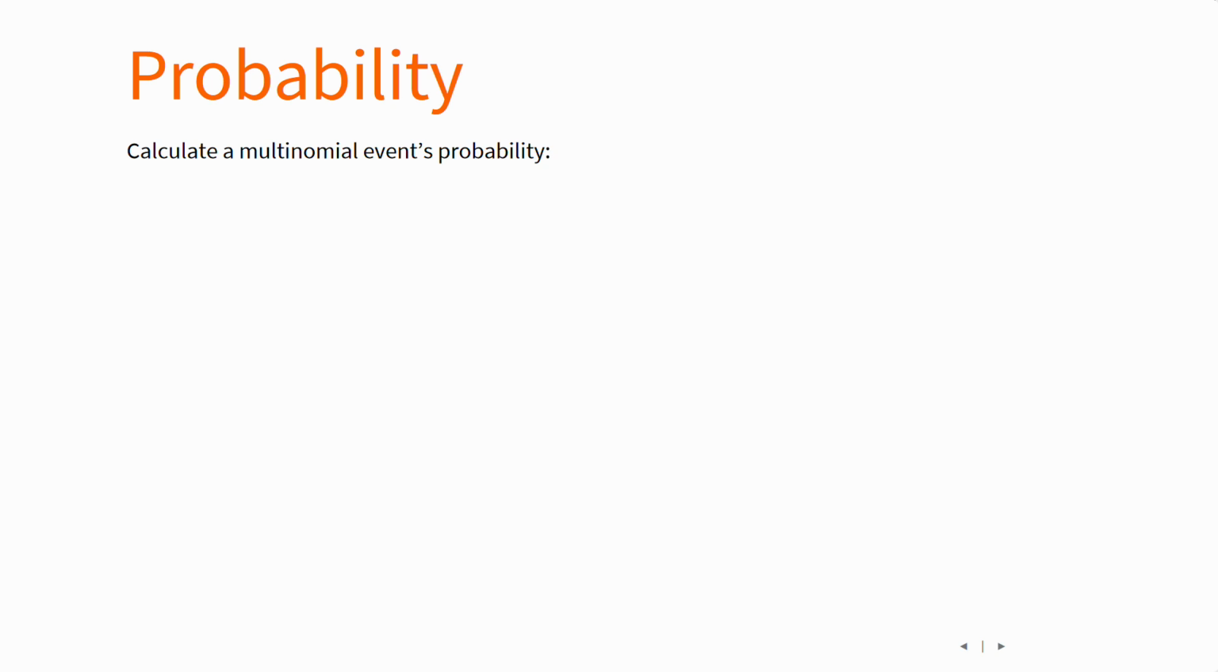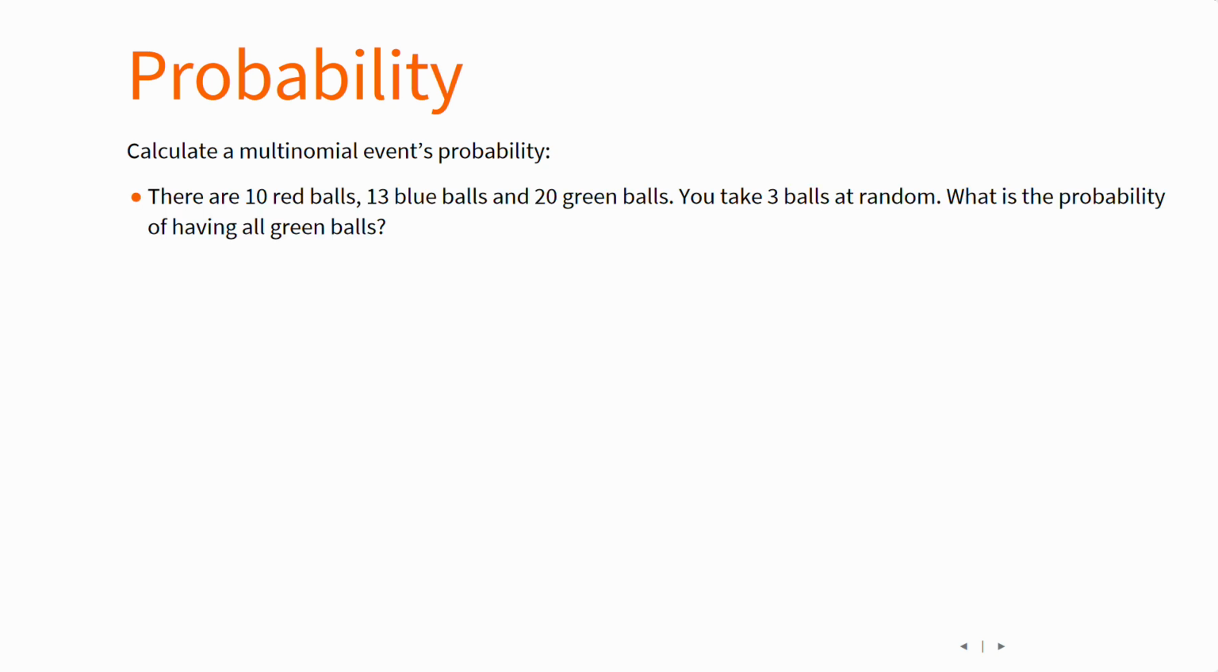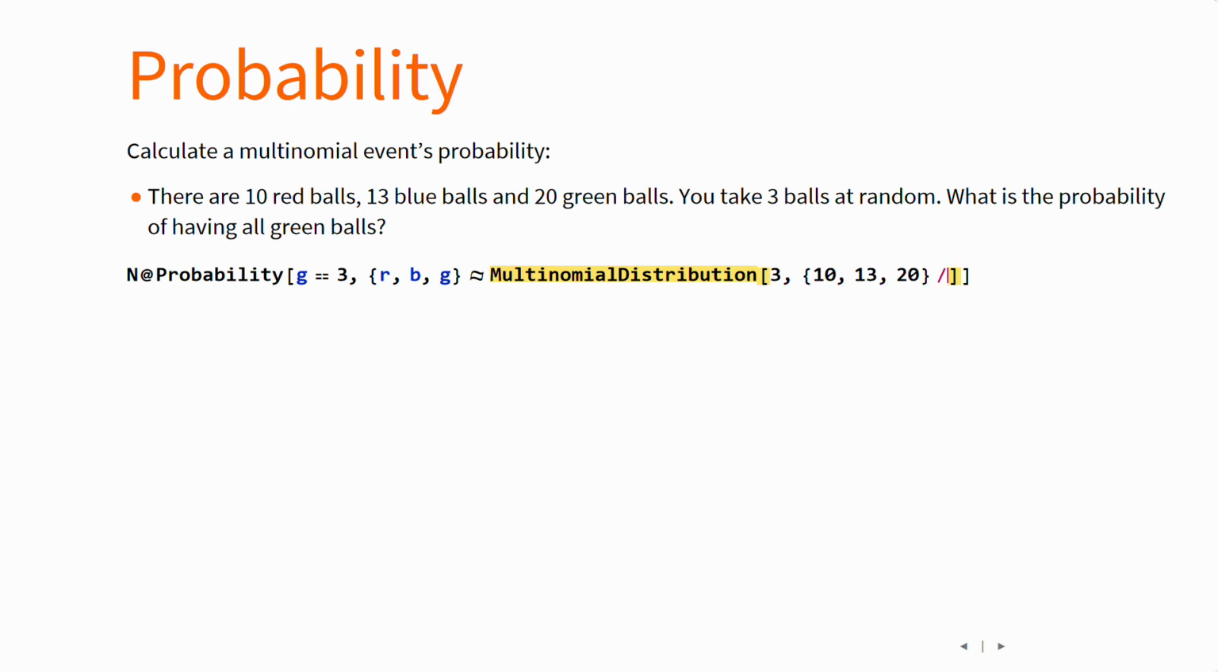Okay, enough theory. Let's apply. Imagine there's 10 red balls, 13 blue balls, and 20 green balls in a bag, and you take 3 balls at random. What's the probability of getting 3 green balls? Take the probability of taking 3 green balls, considering your 3 variables are multinomially distributed for a sample of 3 with the corresponding probabilities.